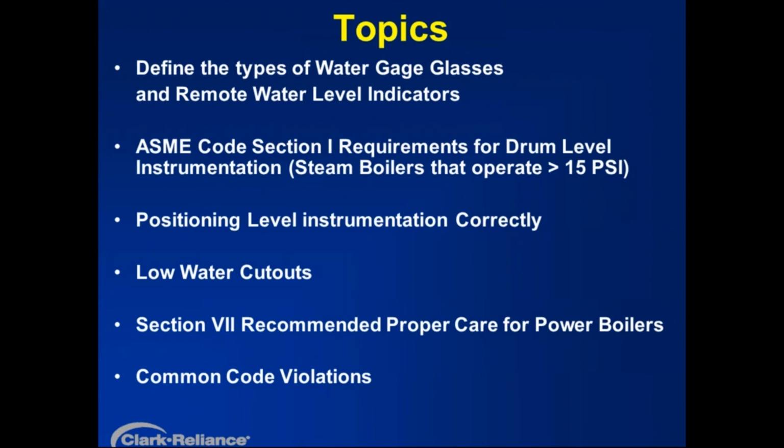We'll discuss low water cutout devices, some of the helpful guidelines that are in Section 7. Most everyone is familiar in this industry with Section 1, general requirements, construction rules for power boilers, but Section 7 tends to get very little attention. And Section 7 was rewritten in the year 2015. It's about a 250-page document, and it has a lot of helpful information for many areas around the boiler, but we are, again, focused on level instrumentation.